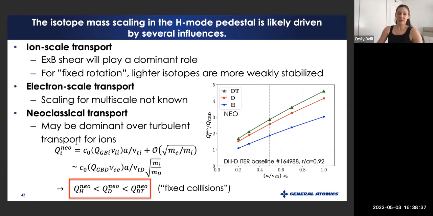To lowest order, the neoclassical ion energy flux scales as the ion gyroBohm factor times the ion-ion collision rate, such that for fixed collisions between isotope experiments, Q_i neo scales as the square root of the ion mass with a gyroBohm-like scaling, such that Q_H is less than Q_D is less than Q_DT. But overall, the interplay between the ion and electron scale turbulence, the neoclassical transport, and other influences on the isotope mass scaling in the H-mode pedestal is a topic of ongoing research.